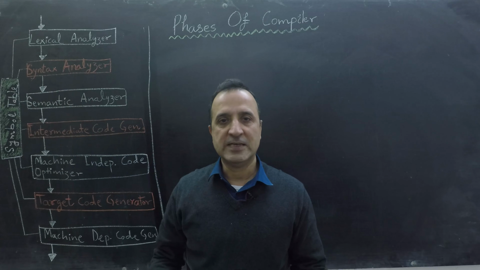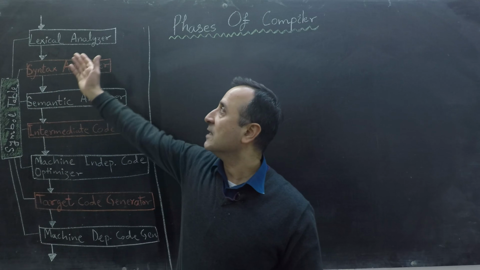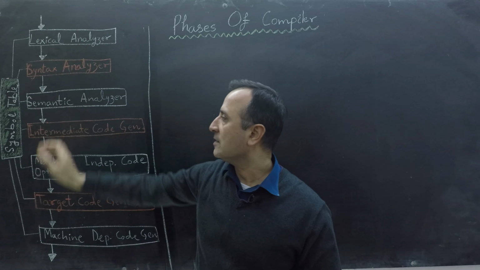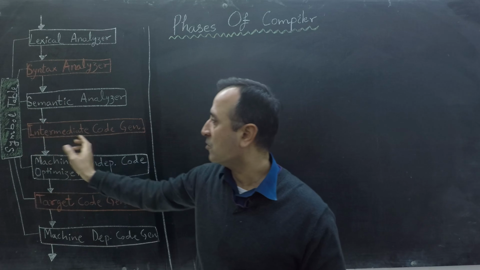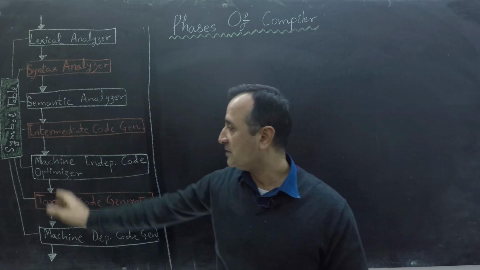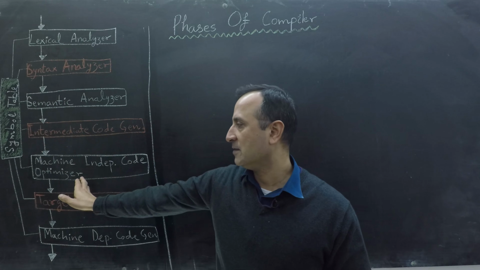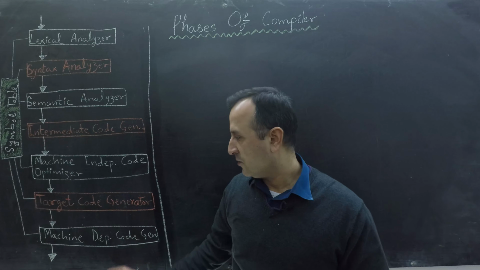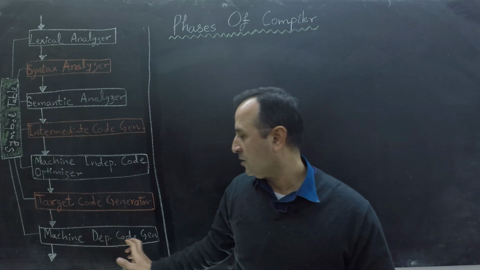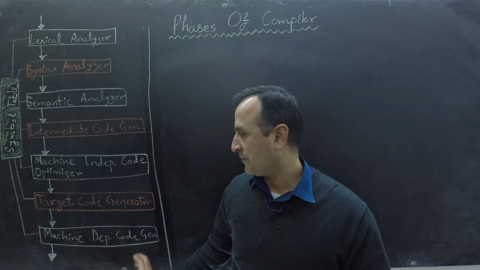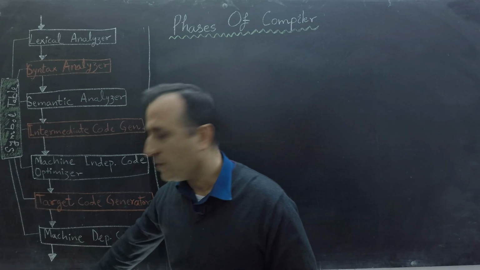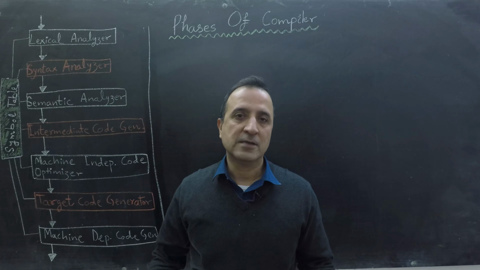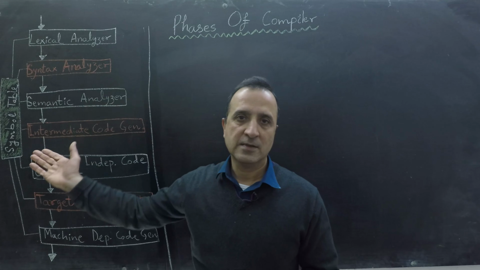So we have 7 phases. First phase is lexical analyzer. Then we have syntax analyzer, semantic analyzer, then we have intermediate code generation, then we have machine independent code optimizer, then we have target code generator, and finally we have machine dependent code generator. And then we will have our target language code. So now let's start discussing each of those phases one by one.